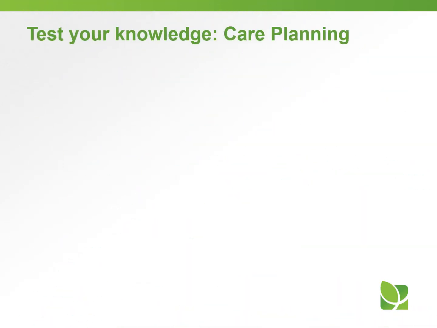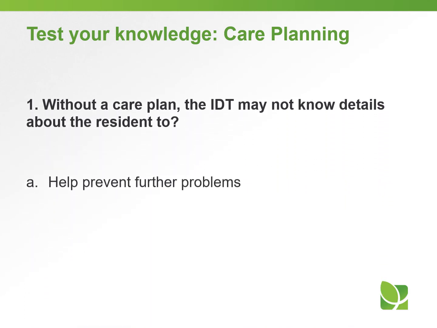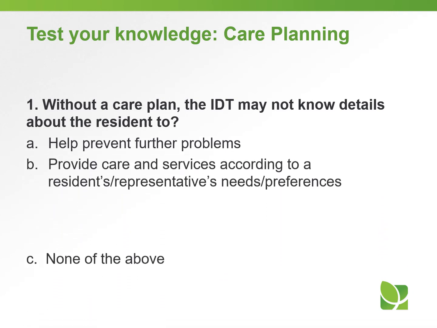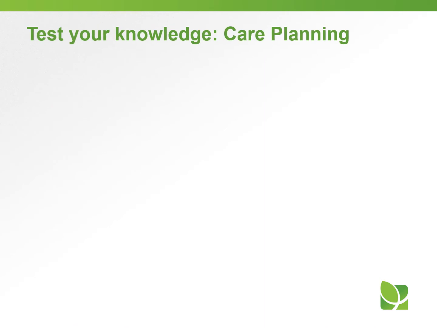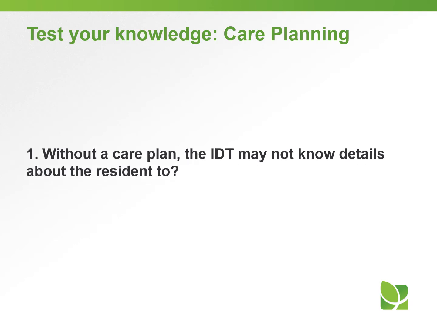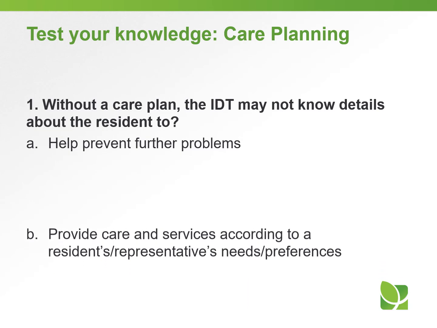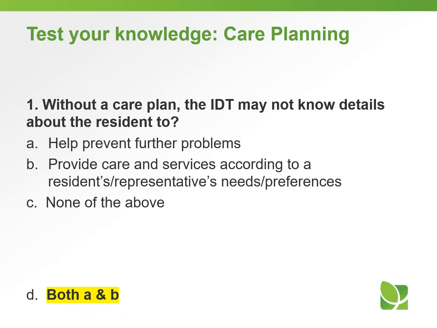Testing your knowledge on care planning. Question number 1. Without a care plan, the interdisciplinary team may not know details about the resident to A. Help prevent further problems, B. Provide care and services according to a resident's or representative's needs, preferences, C. None of the above, or D. Both A and B. And the answer to question number 1: without a care plan, the interdisciplinary team may not know details about the resident to D. Both A and B.